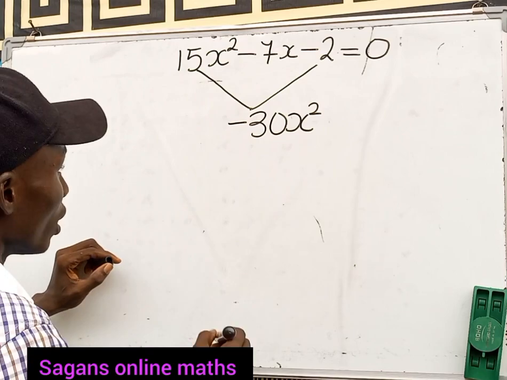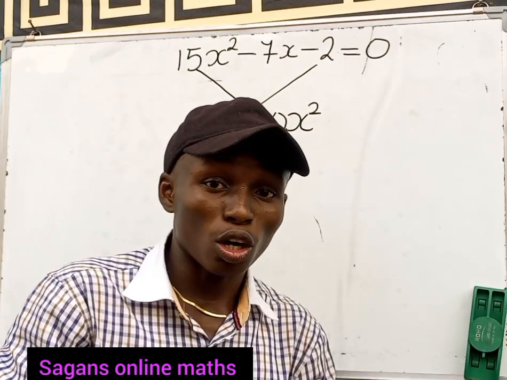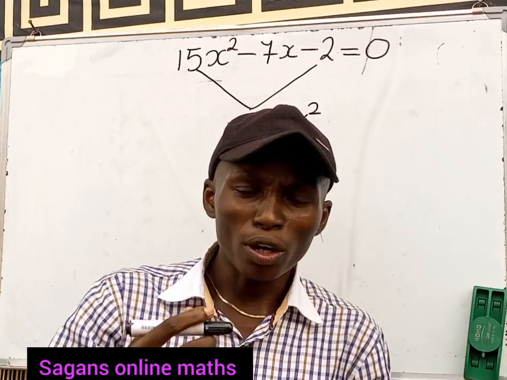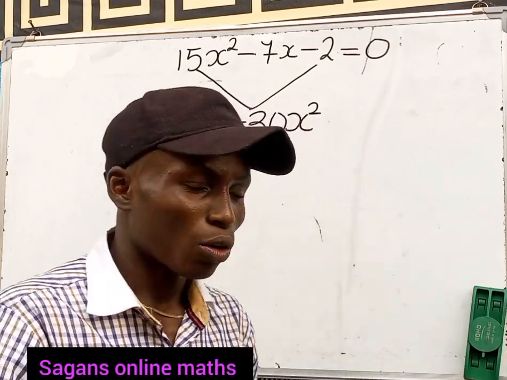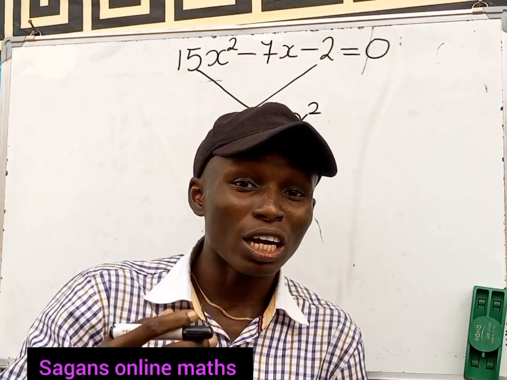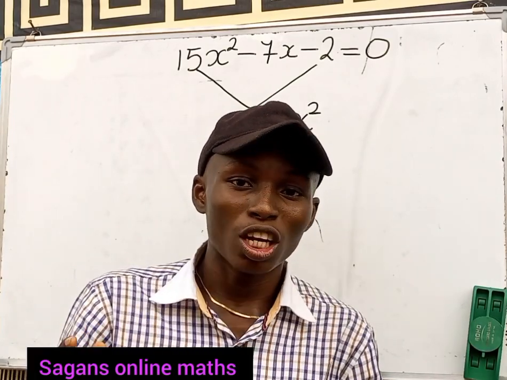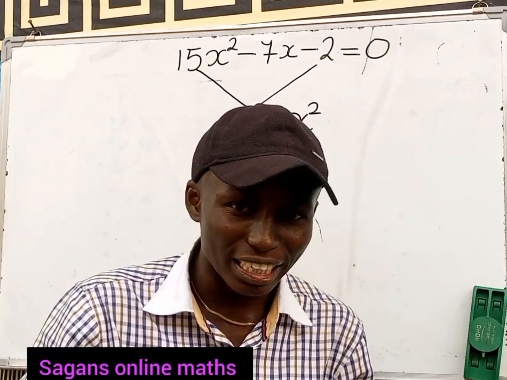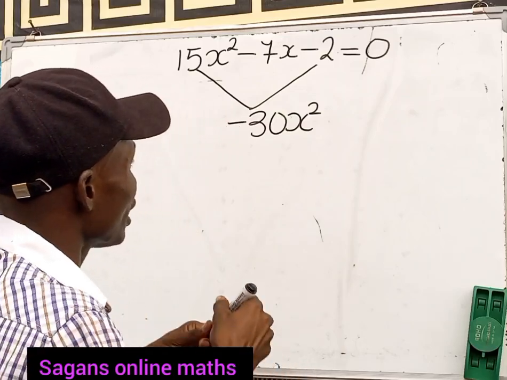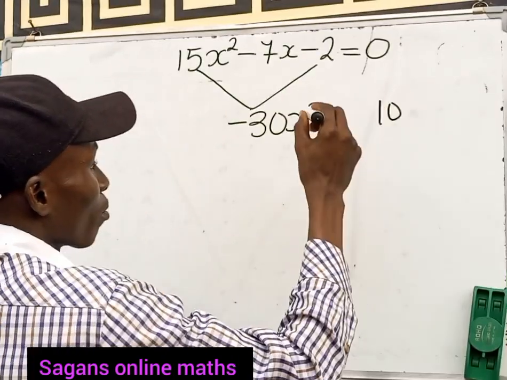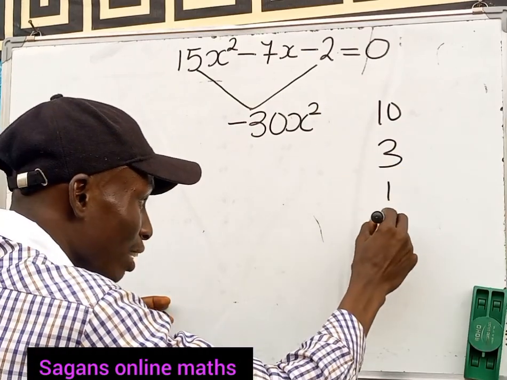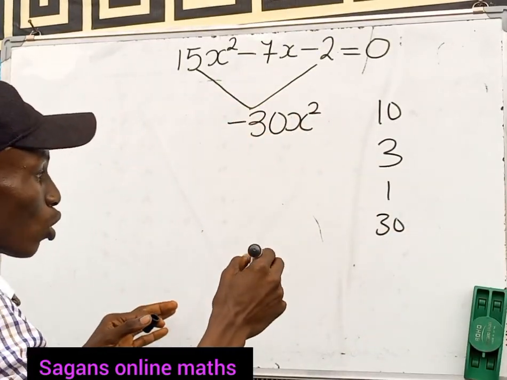Now, your second step: what are the factors of 30? Factors are those numbers that can go into 30 and come out without any remainder. You know that 10 is a factor, 3 is also a factor, 1 is also a factor, and 30 is also a factor. So let's work with this.